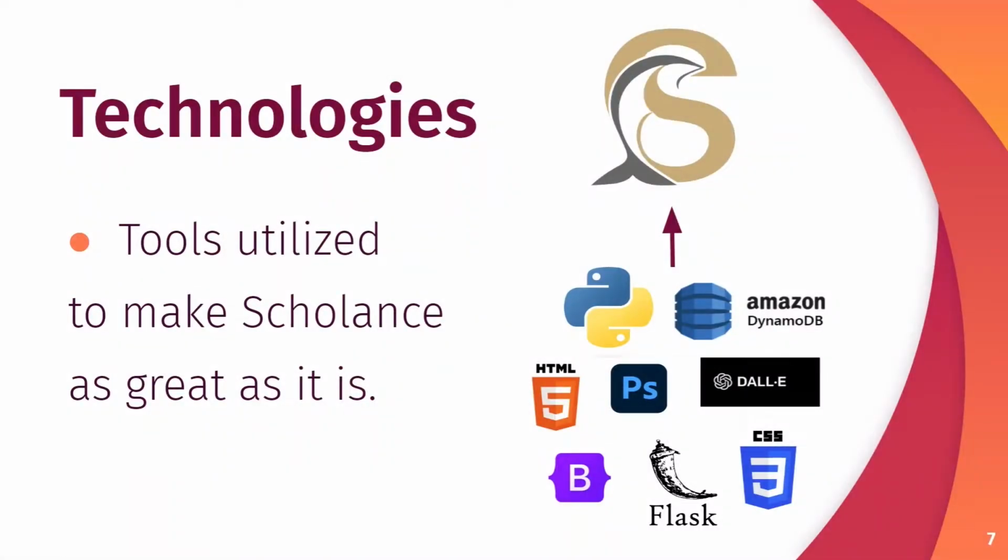As a web application, Scholance consists of both the front end and the back end. In the back end, we mainly use Python and its framework Flask to create the base web application, and Amazon Web Services DynamoDB to host the database for our web app. In the front end, we use HTML and CSS with a framework called Bootstrap. We use additional tools such as Photoshop and DALL-E for the logo as well.